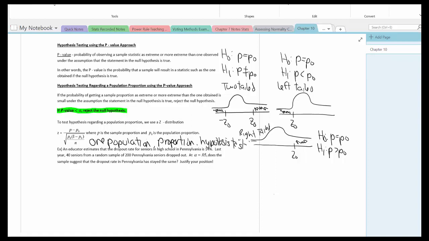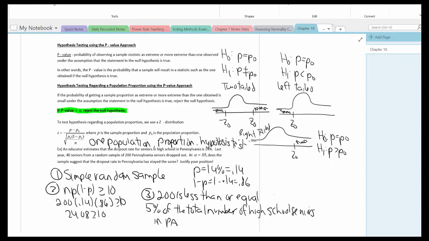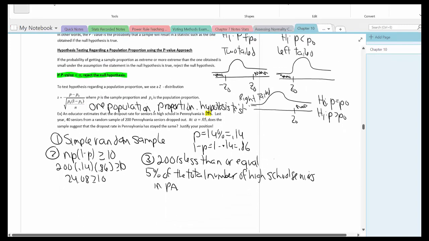Okay, so we need to make sure the conditions are met first. So let's write those out now. Okay, so it's a simple random sample. We need to check that n times p times 1 minus p is greater than or equal to 10. Well, n is 200 in this case. p is 14 hundredths because we have the percentage being 14%. And then 1 minus p is 0.86. That gets me to 24.08, greater than or equal to 10. And 200 is less than or equal to 5% of the total number of high school seniors in PA, which means I can use the hypothesis test.